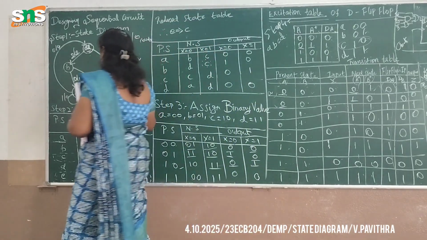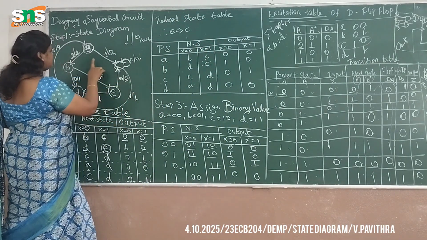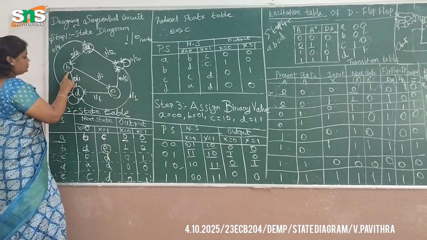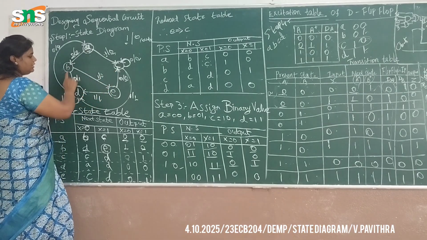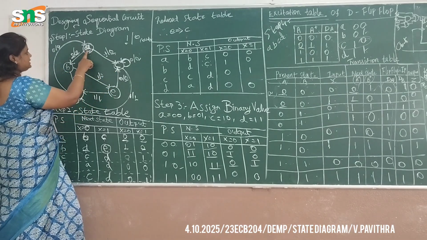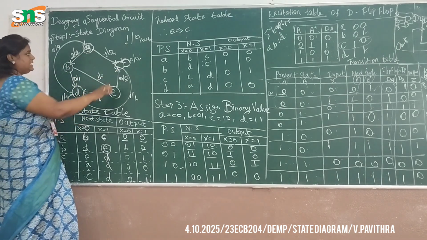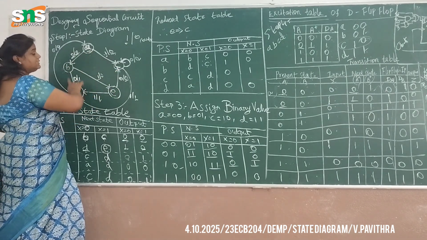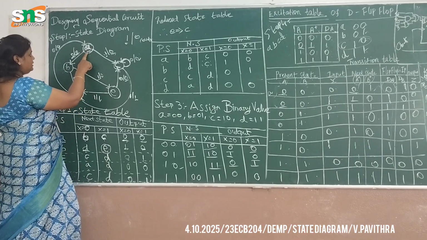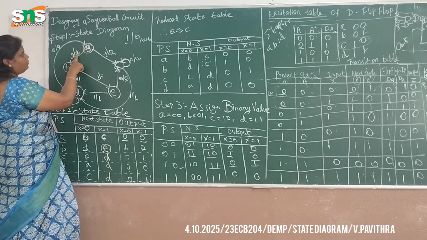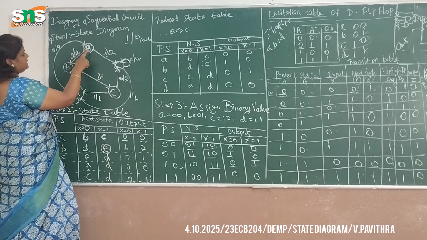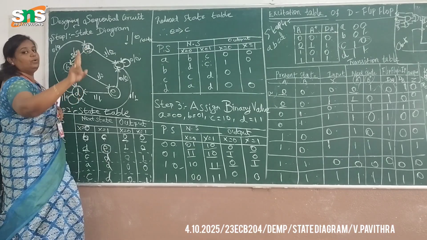First of all, this is called a state diagram. How many states are there here? 1, 2, 3, 4, 5. There are 5 states: A, B, C, D, E. That's why it is called a state diagram, and here it denotes the input and the output. For example, each state has two things.